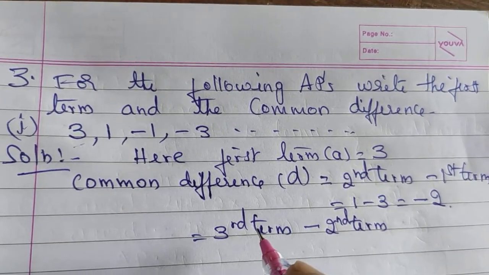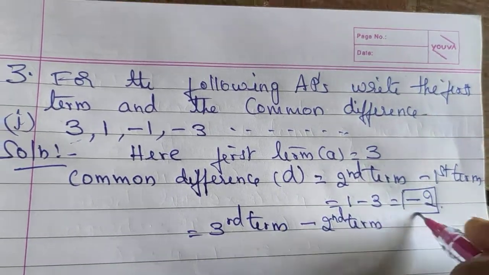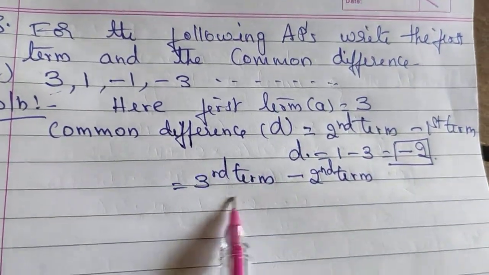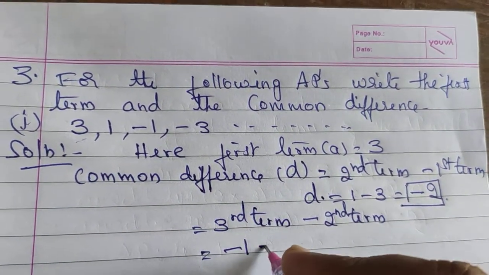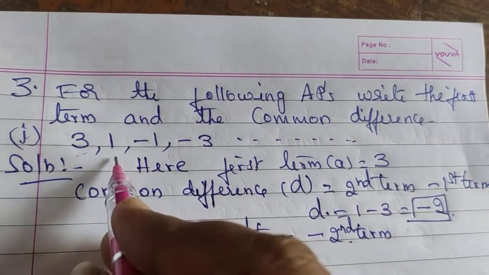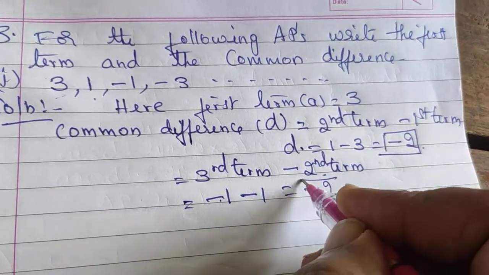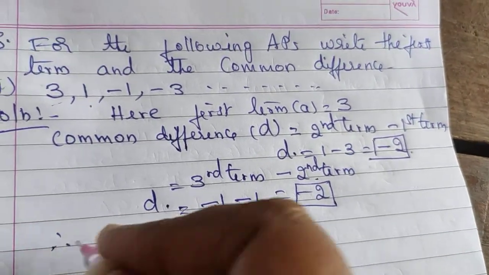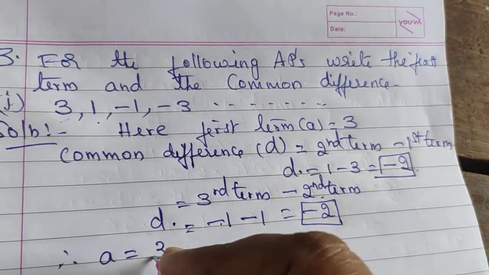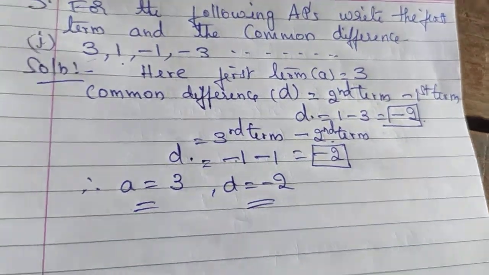Okay, if you get the same difference in both cases, then it is an AP. Then the common difference is the same here. So first I got common difference D is equal to minus 2. Let me check for this also now. So my third term is minus 1, second term is 1. So minus 1 minus 1, so I get minus 2. So once again I got D as minus 2. Okay, therefore here A is equal to 3 and D is equal to minus 2. This is what we found as the answer.